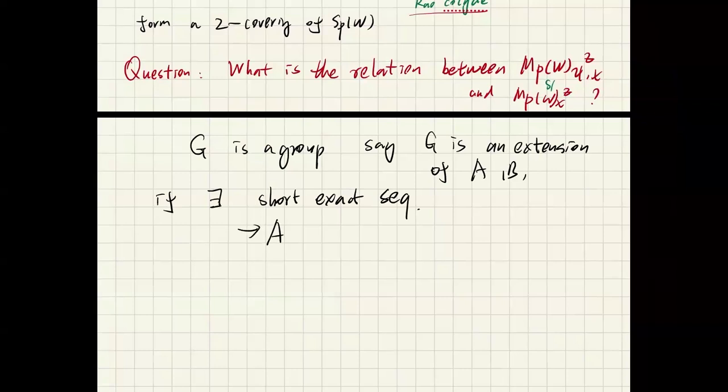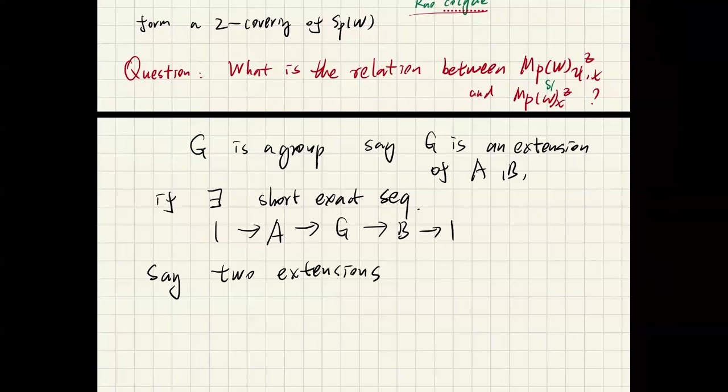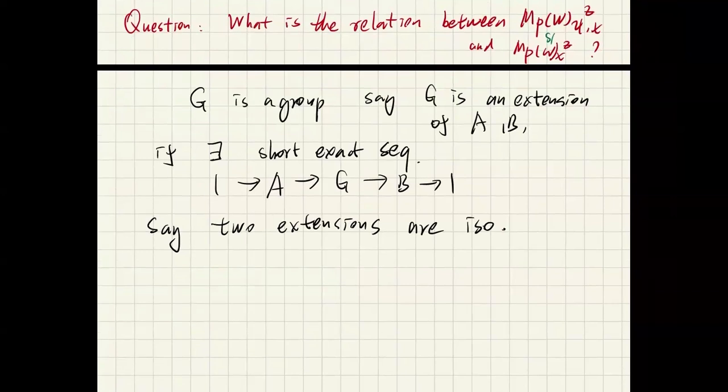So from A to G and G to B to 1. Okay, so this is a group extension. So for each, then we say that two extensions are isomorphic if, two extensions meaning A to H, B to 1.